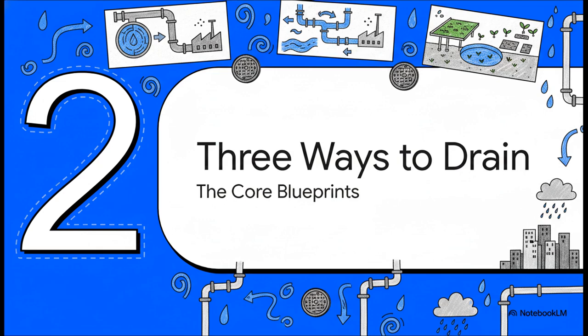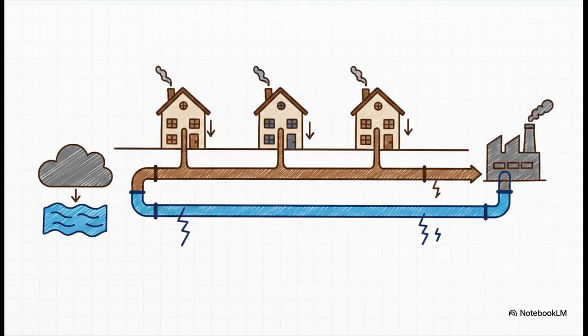So now we've got the vocabulary down. How do engineers actually design a system to handle all these different types of water? Well, it turns out there are basically three main philosophies, three core blueprints for how you drain an entire city. First up is the separate system. The logic here is super simple. Keep the dirty water and the cleaner water separate.